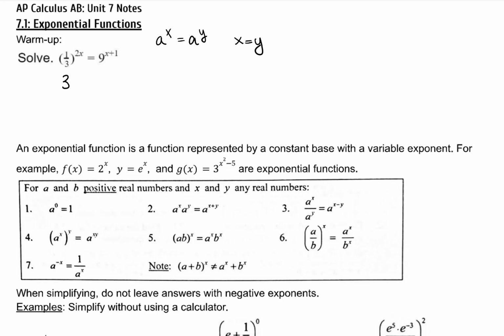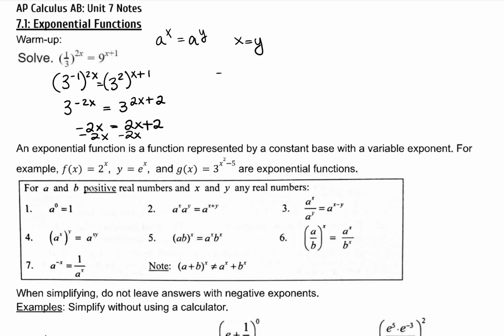1 over 3 can be rewritten as 3 to the negative 1. 9 can be rewritten as 3 squared. Simplify. So now exponent equals exponent. And we get x equals negative 1/2.